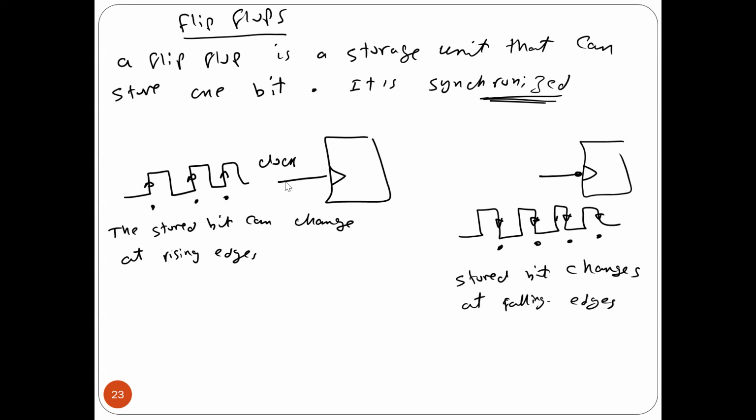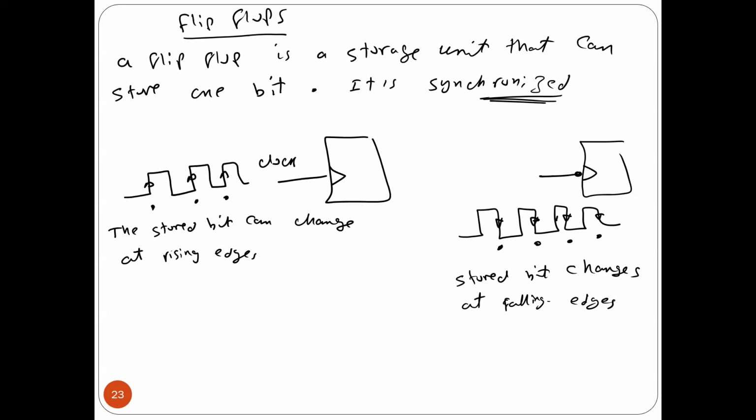Anyway, if it's just a triangle this way, that means it's a positive edge. That means the stored bit can only change at this moment, at the rising edge. But if I put a bubble this way, you can tell from here that this is a negative edge. That means the stored bit changes only at falling edges. Is that okay, guys? Any questions?